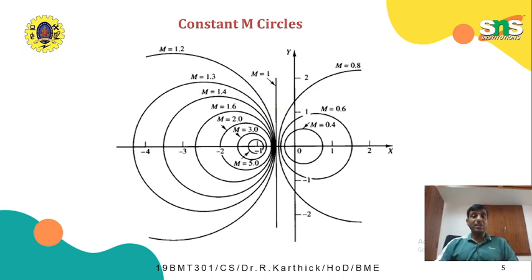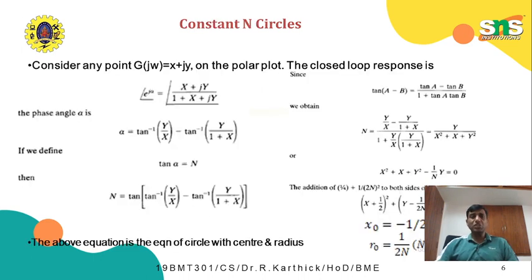Now I can just see the M circles, we just see the M circles of various magnitude just plotted on the Nyquist plot. Similarly, now we just go for the N circles. So the N circles, again it is the phase angle, it represents the phase angle. Now we just consider the same point, that is G of j omega is equal to x plus jy on the polar plot.